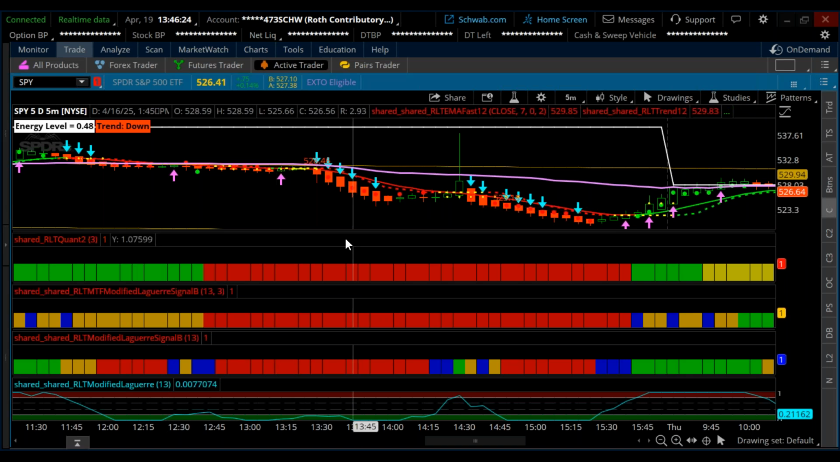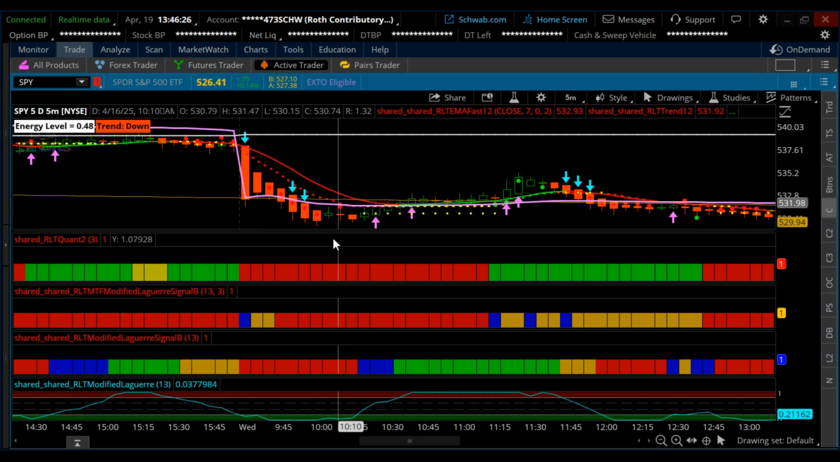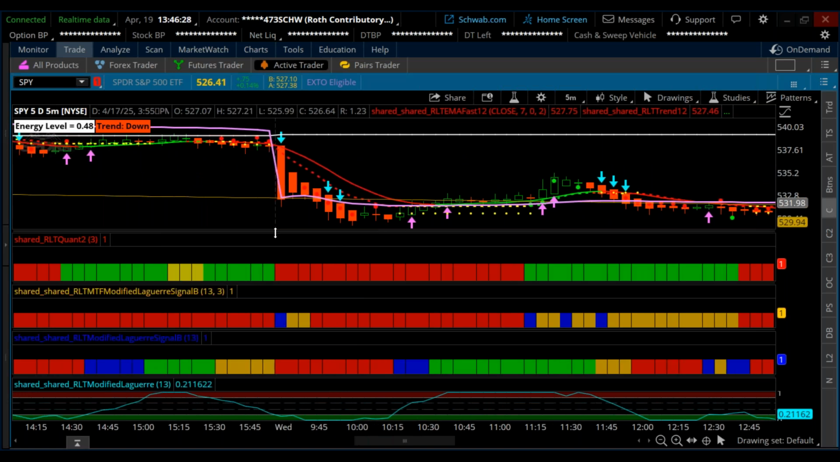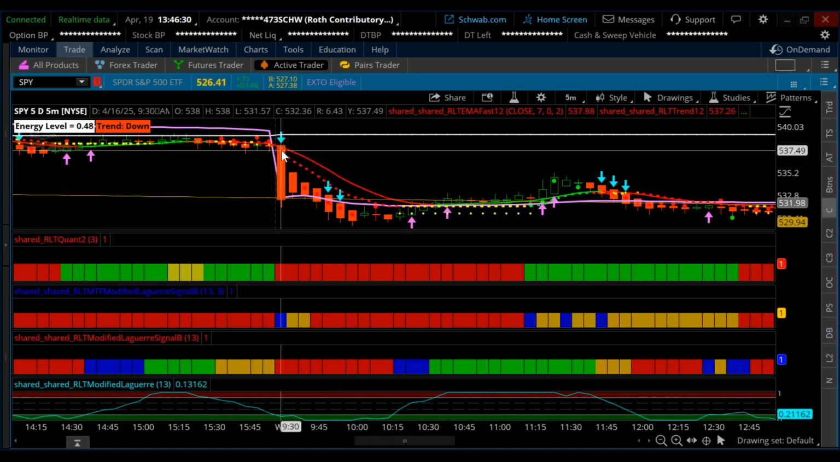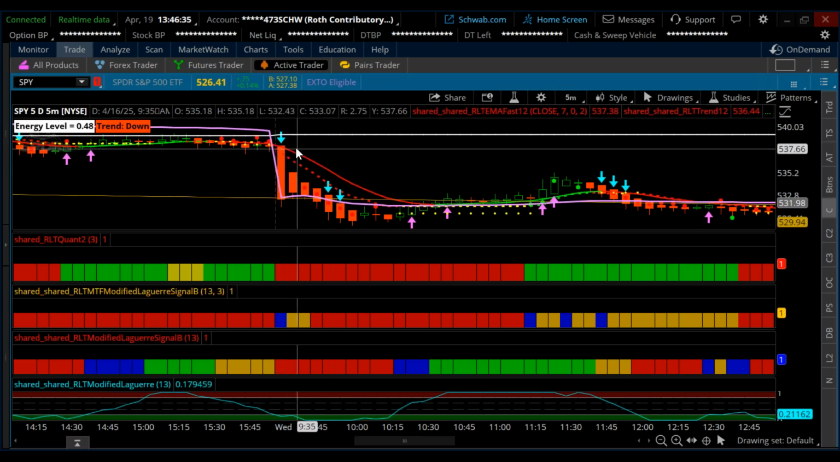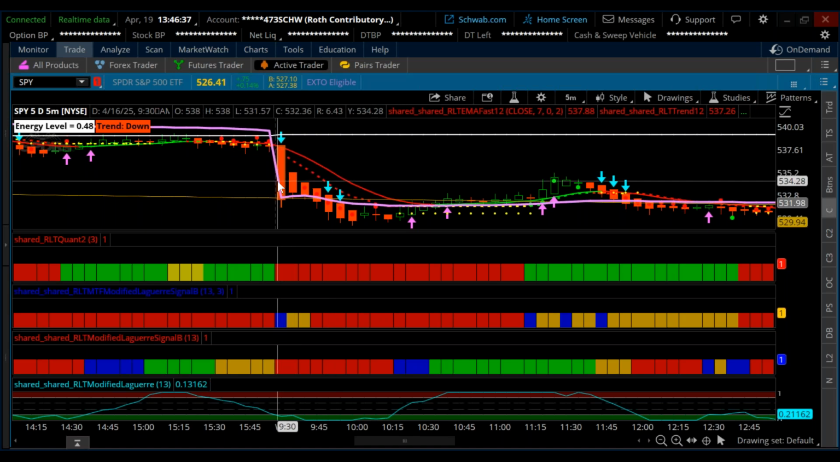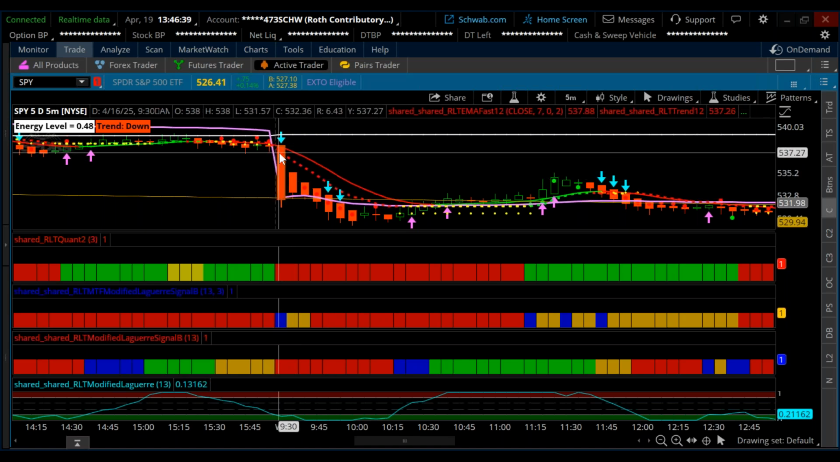Okay, so this is what it looks like, and this is the context. You can see where we opened on Wednesday. I'm not going to take a trade like this. This was the first candle on Wednesday. I'm not going to touch this. It's way too big. By the time you get in, you're too far away from the 15.